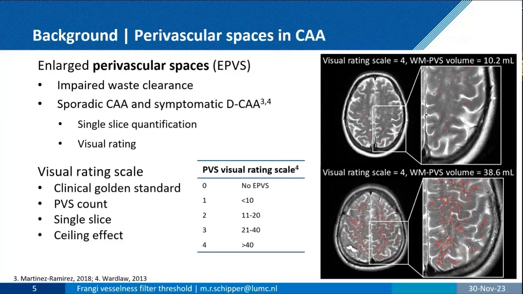So this white matter perivascular space volume is the volume of perivascular spaces throughout the entire brain. So not only just this slice. So for the top one, it's approximately 10 milliliters throughout the brain, but for the bottom one, it's almost 40 milliliters. But both of them would fall into the 4th category. So we think that this is a strong limitation to the visual rating scale, and this will also show limitations if you're going to do longitudinal studies. So we hope that the white matter perivascular space volume is more sensitive also to progression.